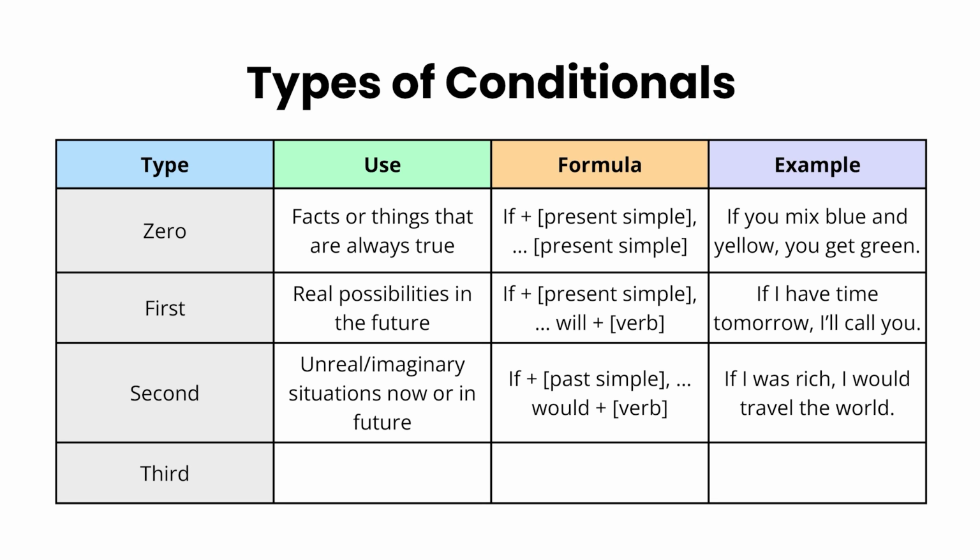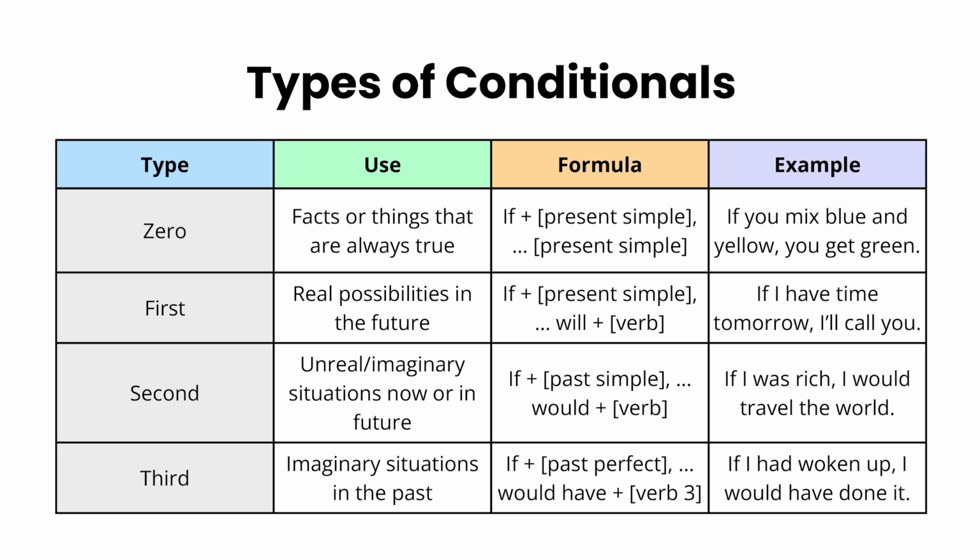Second conditional, these are unreal or imaginary situations now or in the future. So these are things that are very unlikely. Yes, it's possible, but it's very unlikely and probably won't happen. If I was rich, I would travel the world. And finally, third conditional, these are things or imaginary situations in the past. Okay, things in the past. If I had woken up, I would have done it. Did they wake up? No, they didn't.